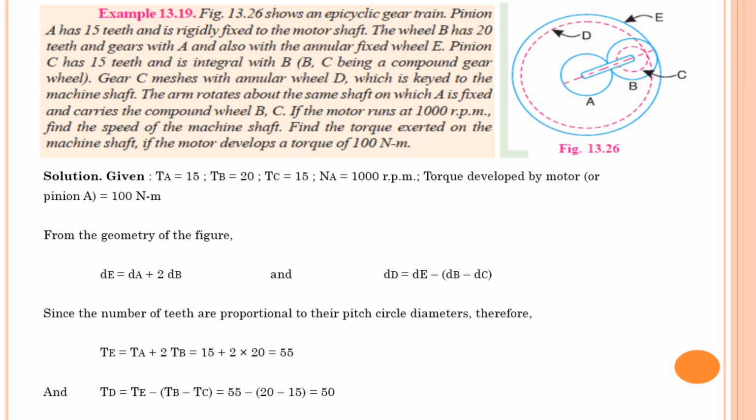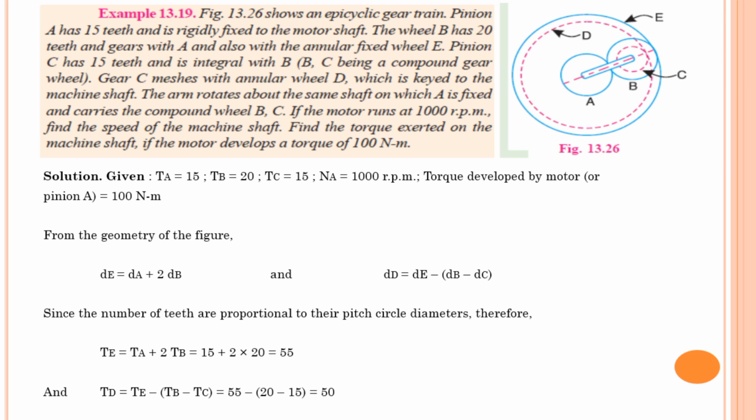Figure shows an epicyclic gear train. Pinion A has 15 teeth and it is rigidly fixed to the motor shaft. From this sentence we get that pinion A has 15 teeth and it is connected to the motor shaft, that is, it is an input shaft, or gear A is the input gear. The wheel B has 20 teeth, P has 20 teeth, and gears with A and also with the annular fixed wheel E. Observe that sentence, annular fixed wheel E, that means gear E is fixed. One condition while solving the problem is given in that sentence, NE is equal to 0.